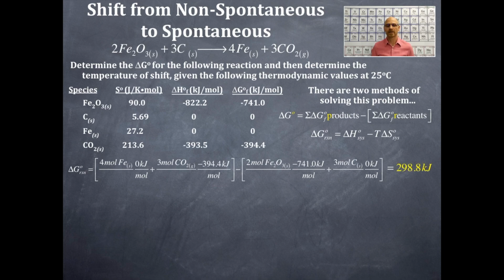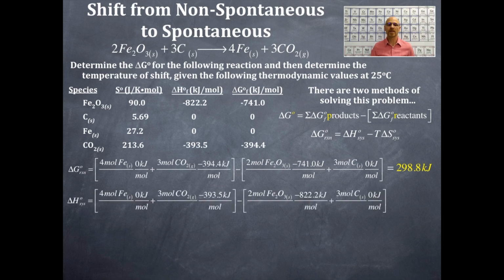That's going to give us this value here at 298.8 kilojoules. All right, think about the sign of that number, and I'm going to come back to that being spontaneous or non-spontaneous based on the sign of the Gibbs free energy. Now let's do the other calculation.